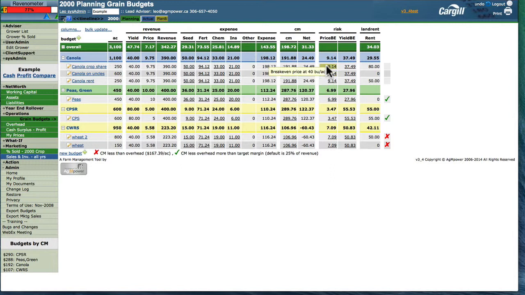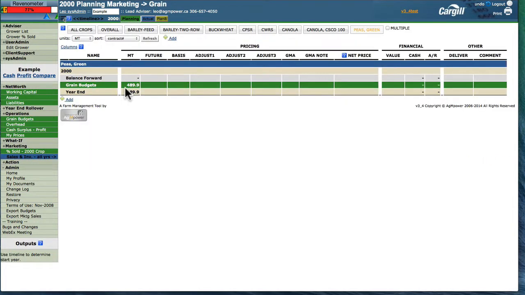So here, break-even price at 40 bushels to the acre is $9.14. For peas, it is $6.99. Making a sale means we're doing it in Actual, which is why the background color in the menu is blue. We are planning on growing 489 tons of peas.